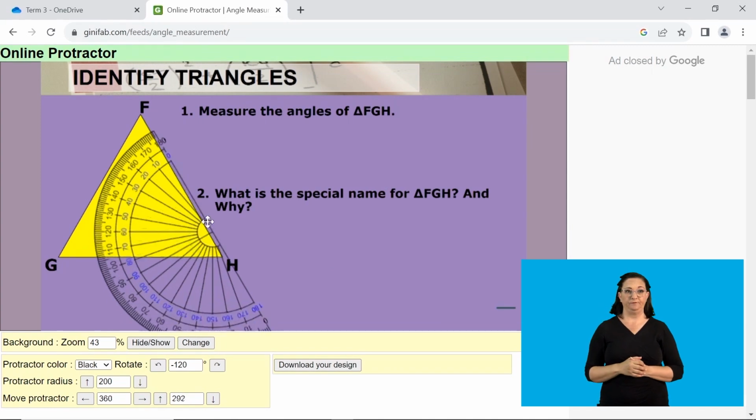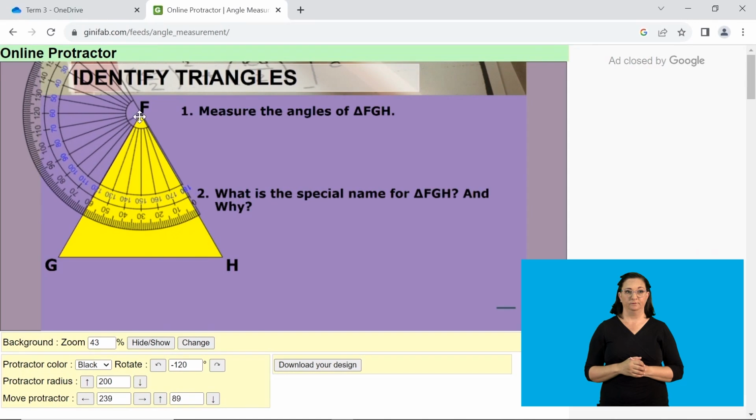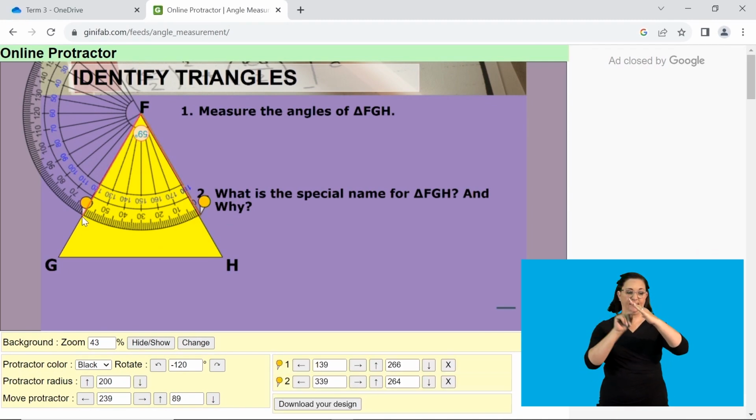Let's move the protractor. There. Let's pin it down. And it gives us 60 degrees. So now we know that we have a triangle that has 60 degrees in all 3 angles, and we call that an equilateral triangle. So now we know that triangle FGH is an equilateral triangle. All 3 angles are equal to 60 degrees.